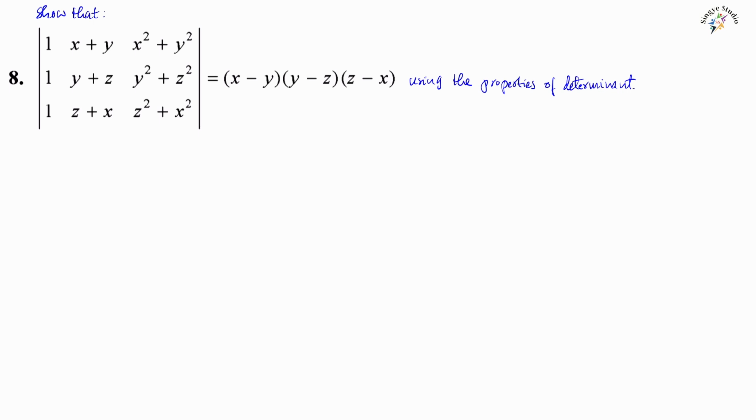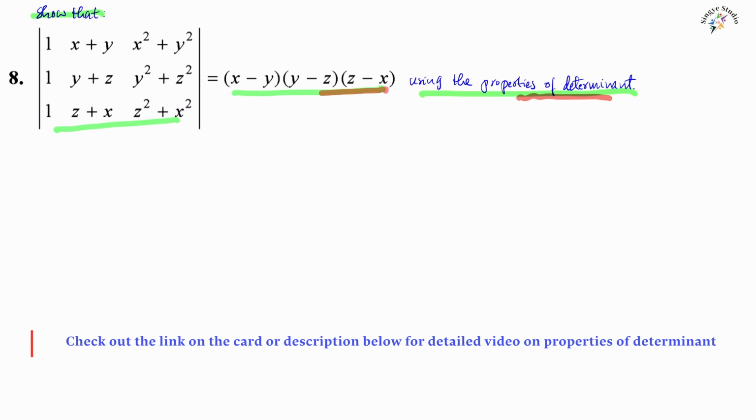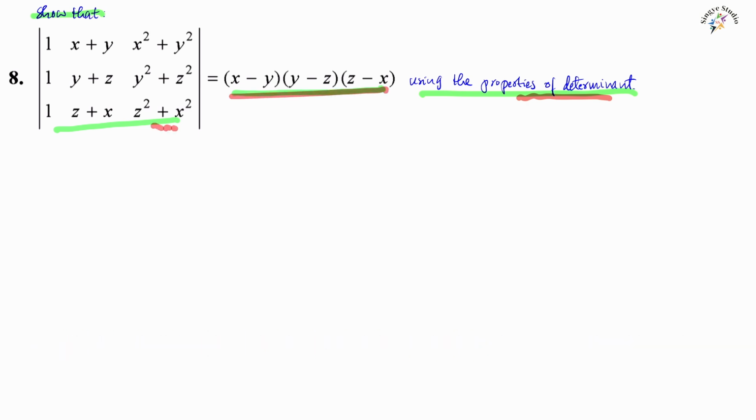In this video, we are going to solve this question. It says to show that this determinant is equal to these factors, using the properties of the determinant. So our main goal is to use the properties of determinant to take out some scalars and prove that this determinant is indeed equal to this, okay?